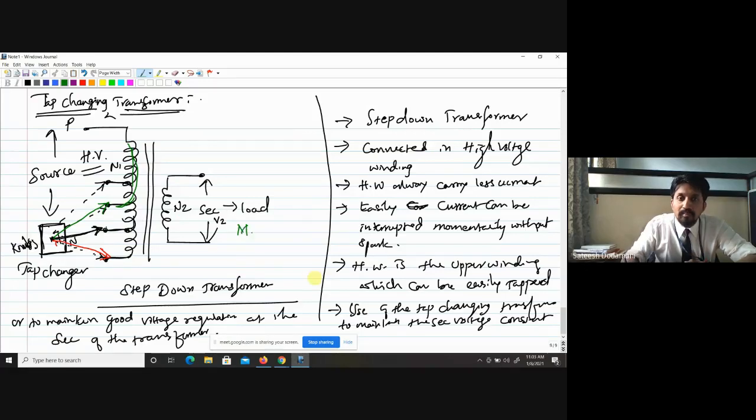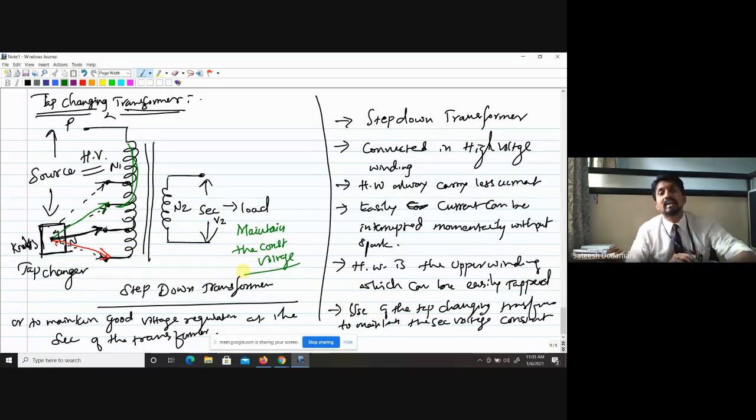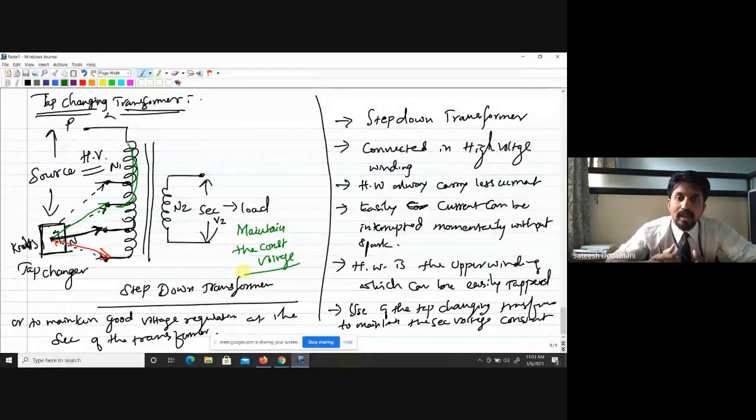and we are going to maintain constant voltage at the secondary level, because loads are not in our hands. Loads may change at any point of time. It may increase or it may decrease at any point of time.